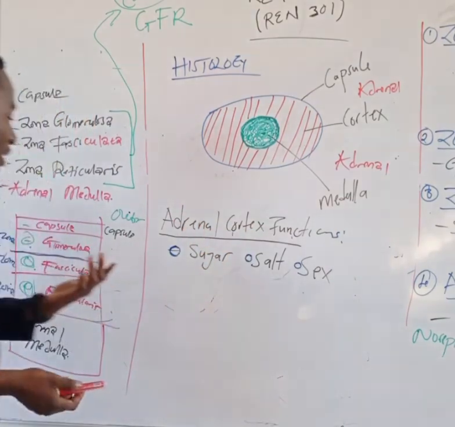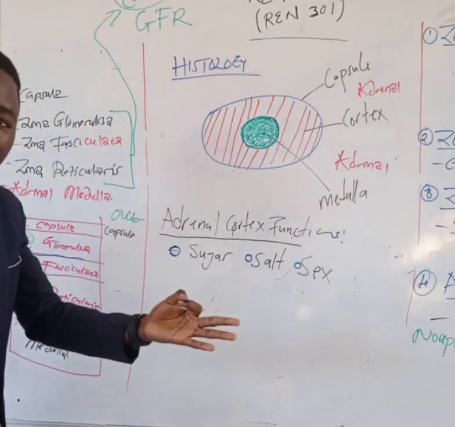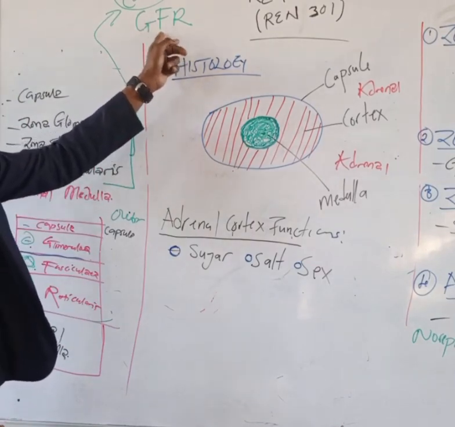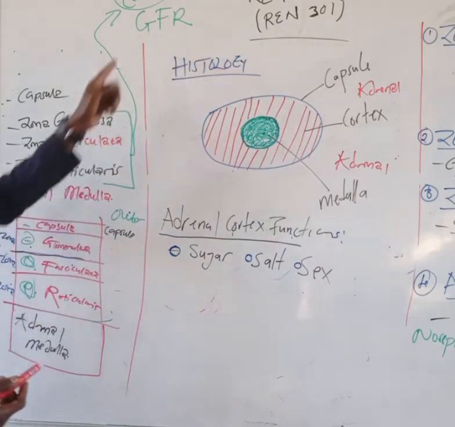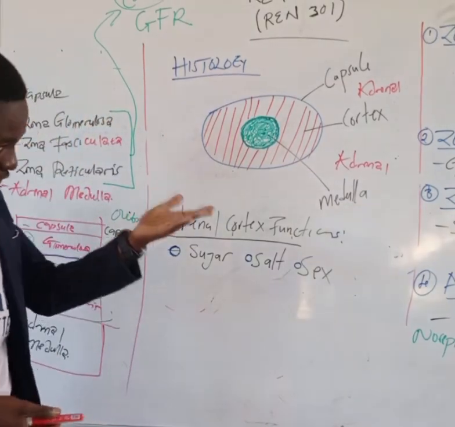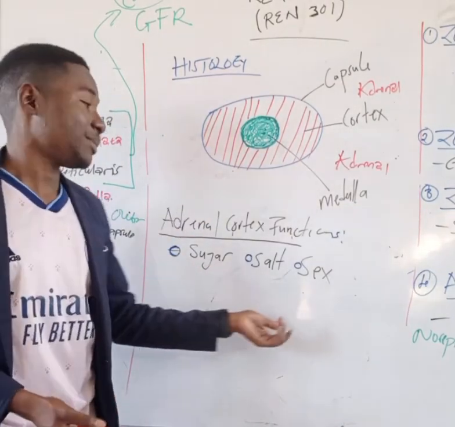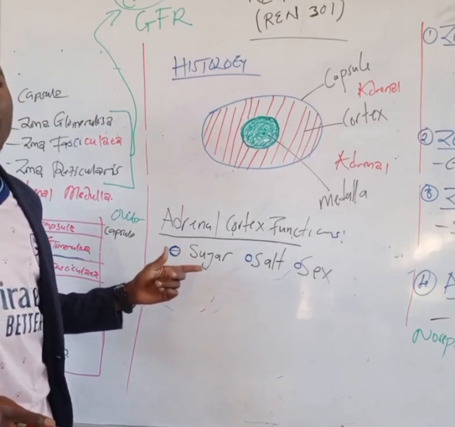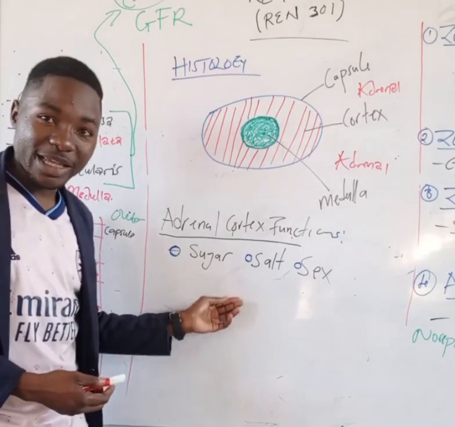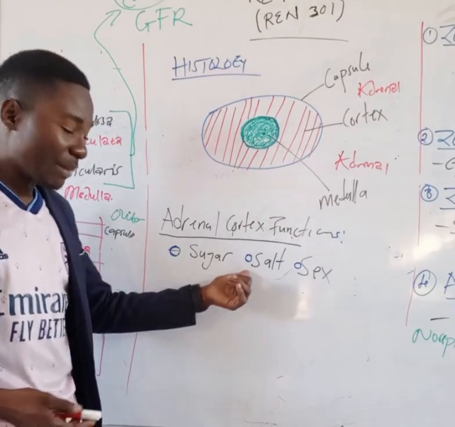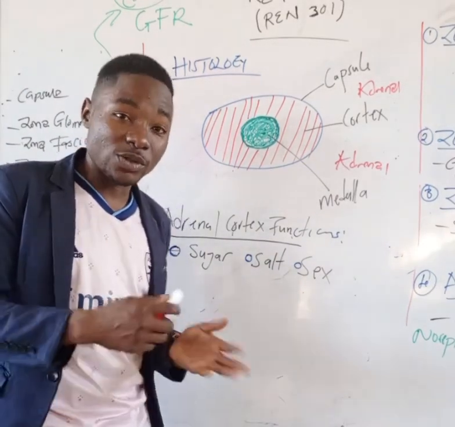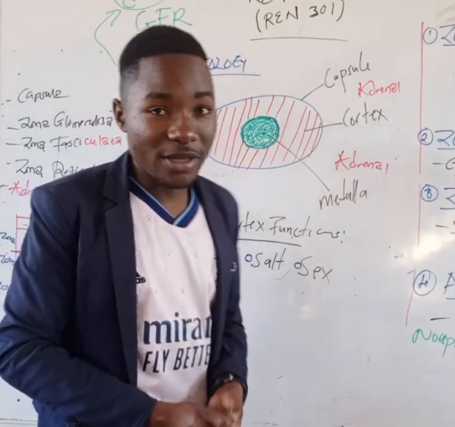Remember we said the cortex is divided into three structures. Glomerular filtration rate is the mnemonic. So glomerulosa, fasciculata, and reticularis. For the glomerulosa, we are going to talk about the functions of the hormones it produces. But before we talk about that, these are the main functions of the adrenal cortex. Number one is sugar, and we know how to control sugar or glucose. Number two is salt, and we know how to control salt very soon. And then three is sex, and we know how to control the sexualism of the human beings.